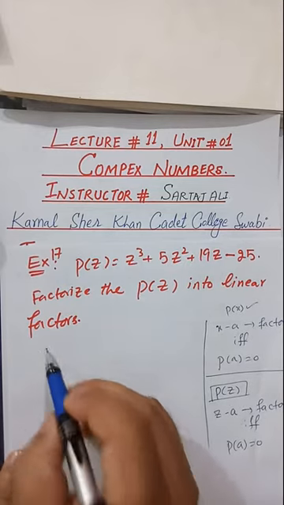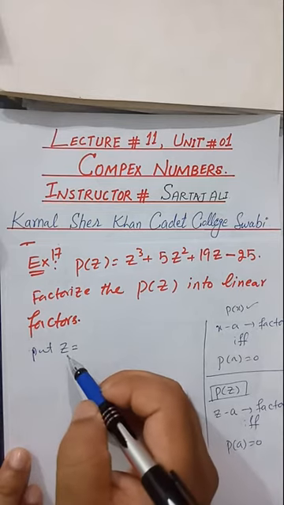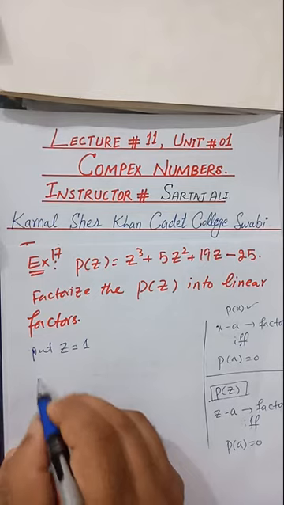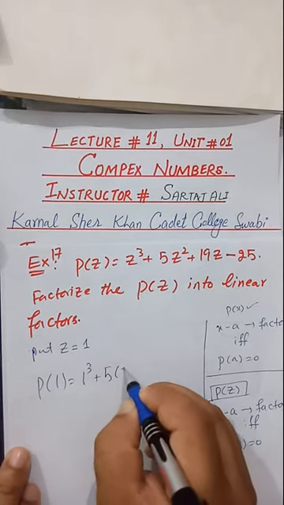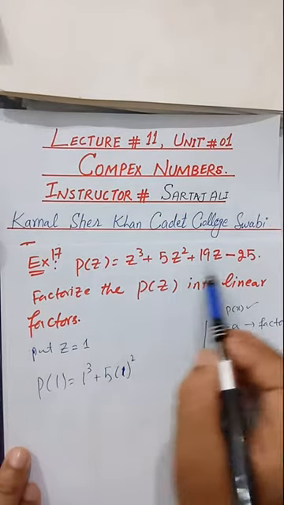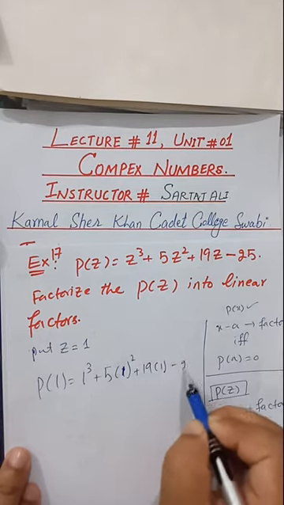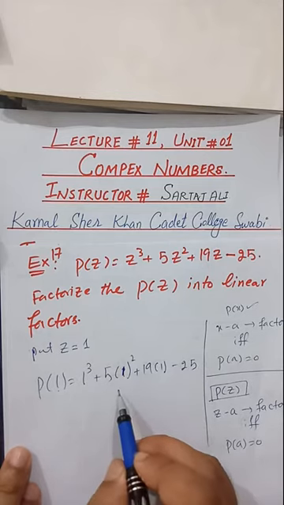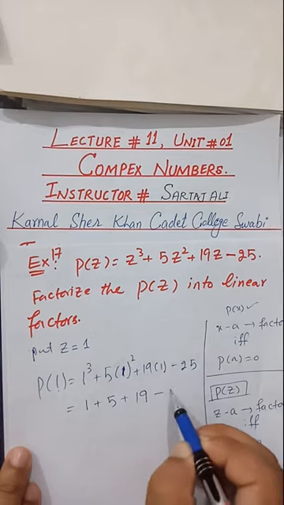So first of all, let's say if I put z is equal to 1 in the given polynomial, this will become 1 cube, this 5 into z, meaning 1, and anywhere here I replace z by 1. So this is 19 into 1, because in place of z I put 1, so anywhere there is z I will replace that by 1. So this is 1, this is 5, this is 19, this is 25.